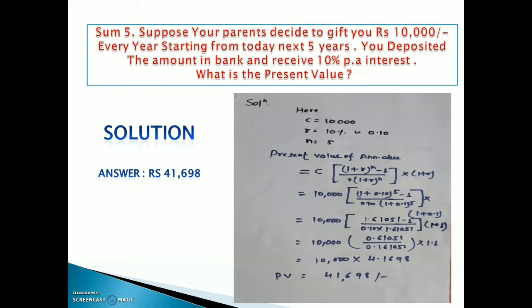Here the cash flow is 10,000, the rate of interest is 10% obviously, and the number of cash flows is 5. Now putting the respective figures in the formula of present value of annuity due, and by calculating, we get the present value as 41,698.